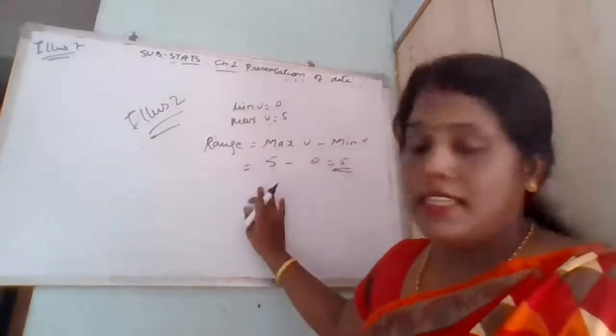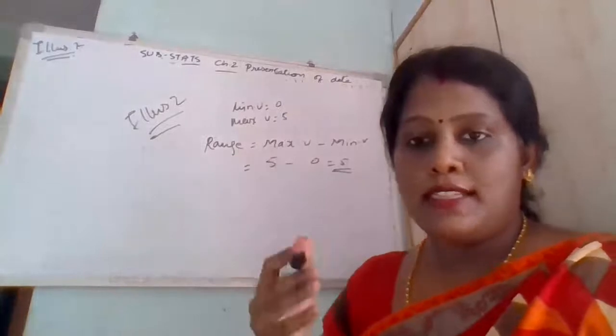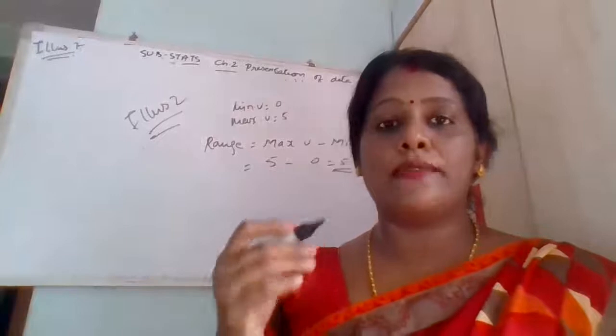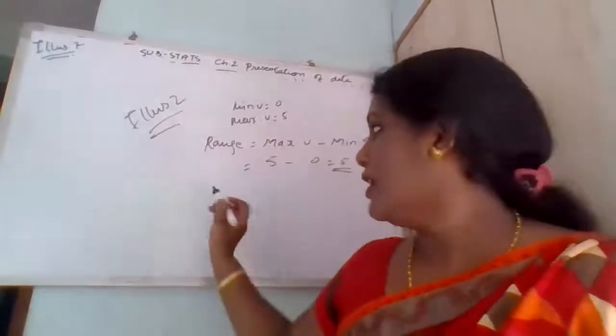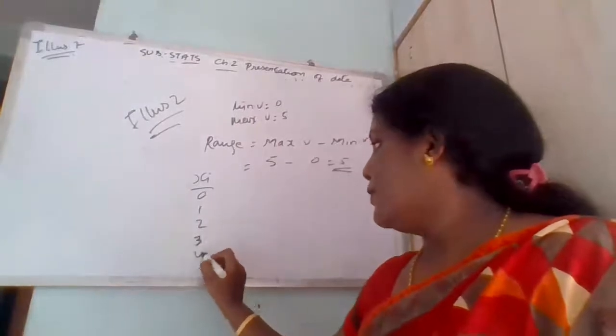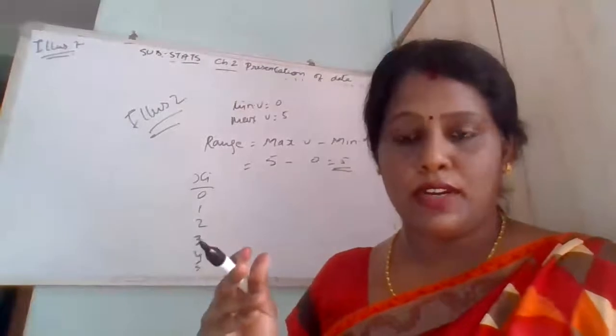I am explaining this again because many students have doubt in this sum, right? So range is 5. So no need of finding the class. The class length is not necessary here because we can write in a discrete form by x equal to 0, 1, 2, 3, 4 and 5. Like this you find, and then tally marks and then frequency, right?